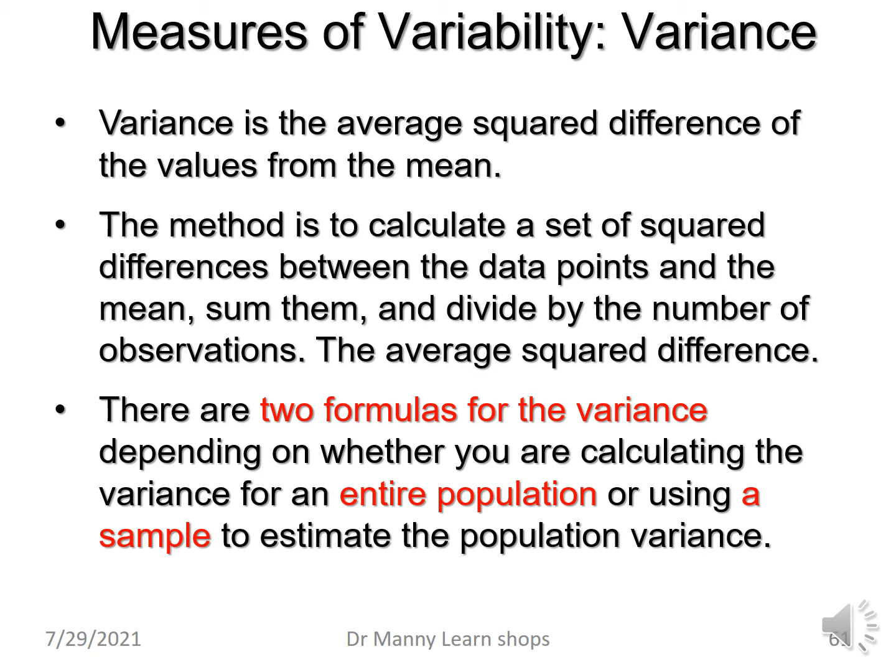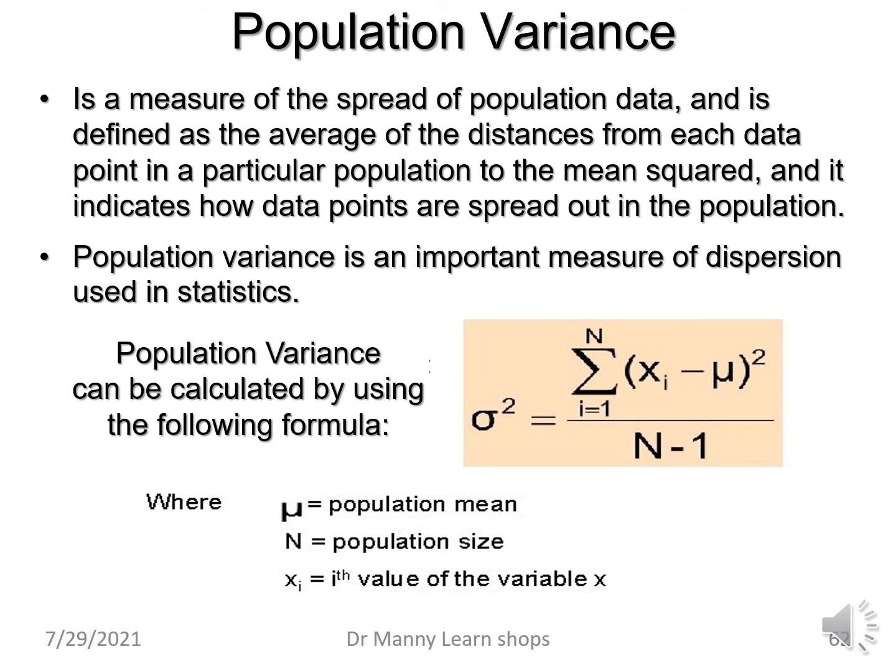Now let's review measures of variability, variance. Variance is the average squared difference of values from the mean. This method is used to calculate a set of squared differences between the data points and the mean, sum them, and divide them by the number of observations. This is the average squared difference. There are 2 formulas for the variance, depending on whether you're calculating the variance of an entire population or a sample to estimate the population variance.